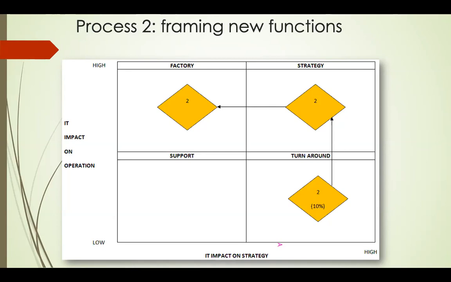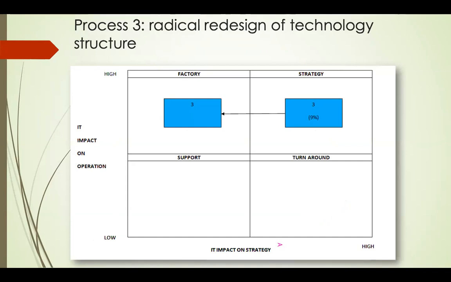You can continue. Okay, process 3. Next slide, please. Okay, process 3 is a radical redesign of the technology structure. This process starts off in the strategy quadrant as the organization transforms the existing technology structure of the organization. The impact on operations is high, as well as the impact on the strategy. Therefore, it's in the strategic quadrant.